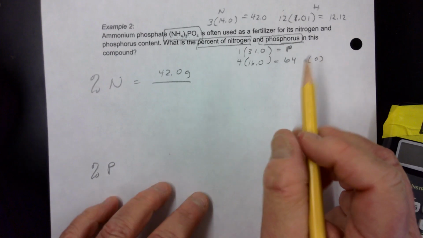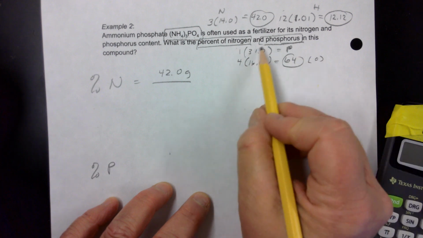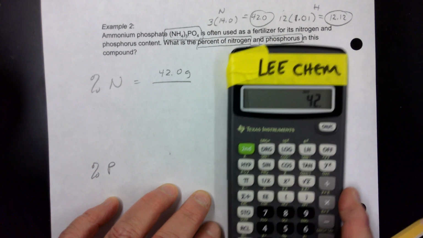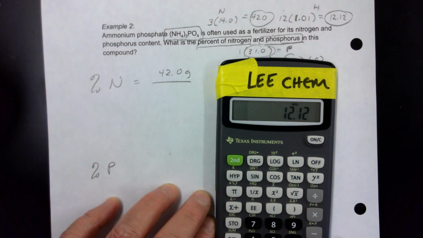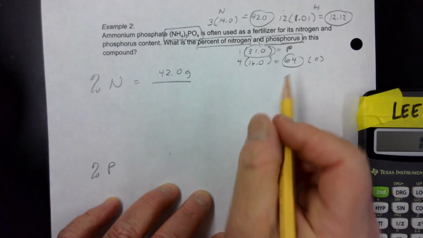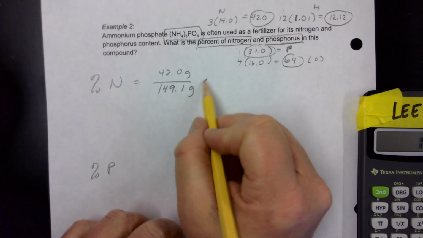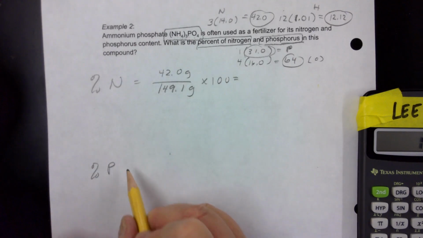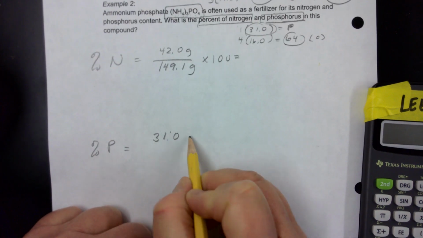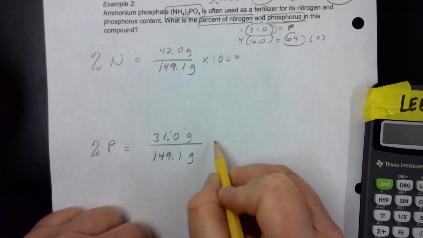Okay, so we have to add all these up. There's the nitrogen, there's the hydrogen, there's the phosphorus, and there is the oxygen. So 42 plus 12.12 plus 31 plus 64. So this right here, 149.1, is the mass of the entire compound. Okay. If we set up the problem for phosphorus, the 1 phosphorus was 31.0 grams, divided by the mass of the whole compound, 149.1 grams, multiplied by 100.